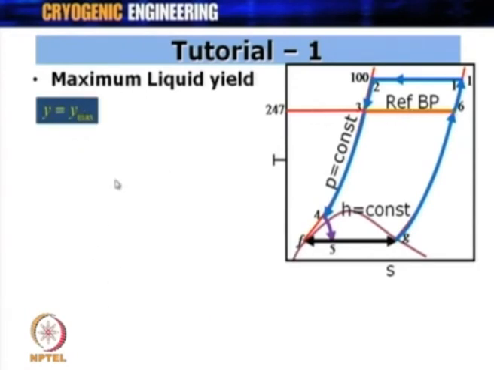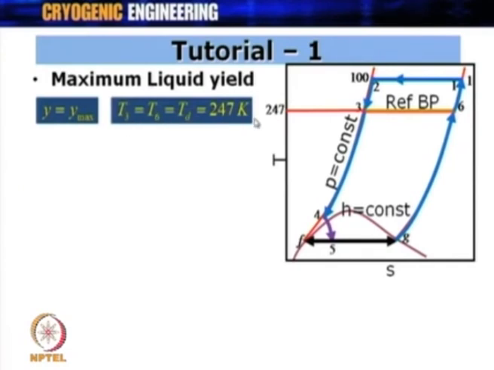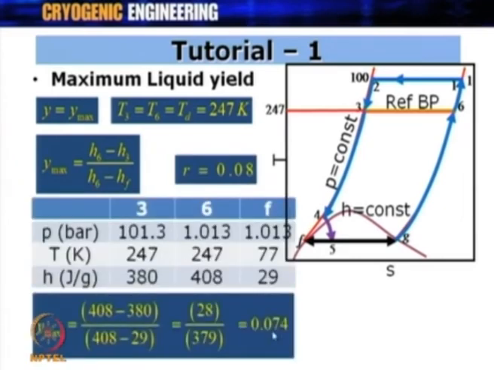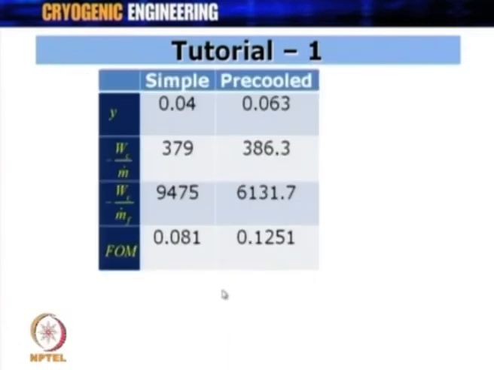See, we get Y equal to Ymax when T3 is equal to T6 is equal to TD is equal to 247 Kelvin. We have studied this earlier, and from this formula Ymax is equal to S6 minus H3 upon S6 minus HF. For R equal to 0.08, we get 0.074. The Ymax value happens to be 0.074, with the temperature of pre-cooling equal to 247 Kelvin. Okay. And therefore, if I want to have a comparison between the simple and the pre-cooled circuit, you can see that for a simple cycle the Y value was 0.04, which got increased to 0.063.